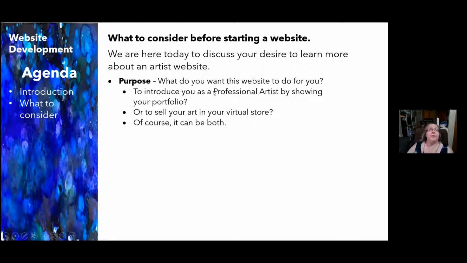So very first, right, is purpose. What do you want this website to do for you? Right? You're buying into a product or spending time developing a product. What do you want it to do? Do you want to introduce yourself as a professional artist, showing your portfolio so that people can come to learn about you and see your art? Or do you want to sell your art in a virtual store? Or maybe it's both. Of course, that's a possibility.